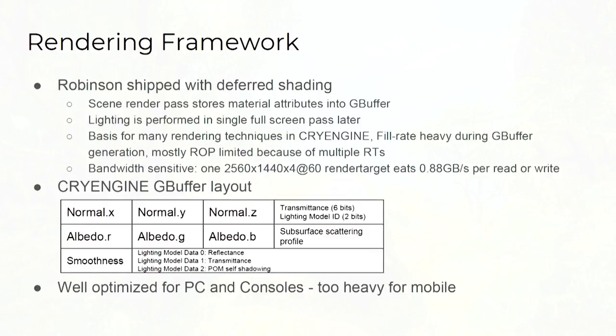So the rendering framework of Robinson is a full tile deferred shading pipeline. We're running a GBuffer pass, which means all the draws are writing out material attributes into different render targets, and we are storing depth, and then afterwards we can do all kinds of magic things with it, like screen space AO, the lighting, depth of field, motion blur. All of these things can be done on this GBuffer.